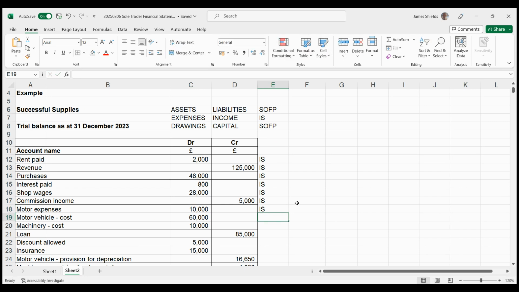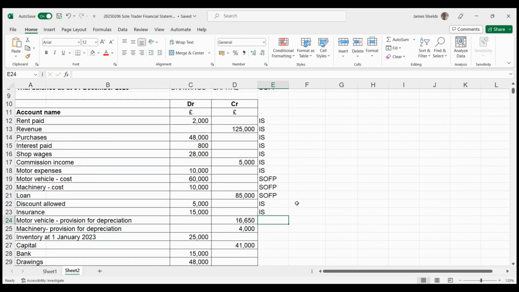Now motor vehicle cost, that's an asset, so that goes in your statement of financial position. Likewise, machinery cost, that's an asset as well, so again, that's your statement of financial position. A loan is a liability, so that's statement of financial position. Discount allowed is an expense, so that's income statement. Insurance is an expense, that's income statement. The provision for depreciation and motor vehicle is offset against the cost, so that's in our statement of financial position.